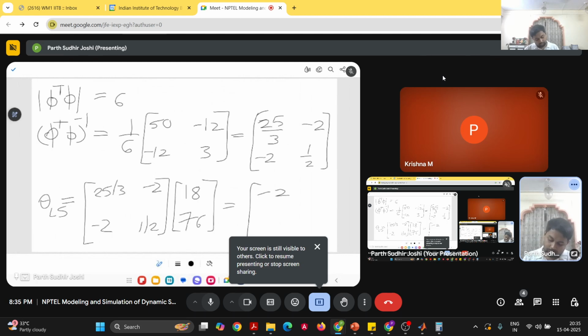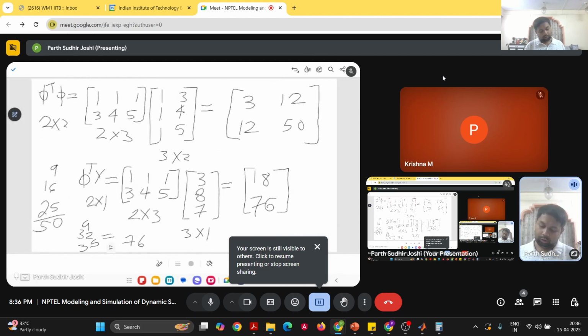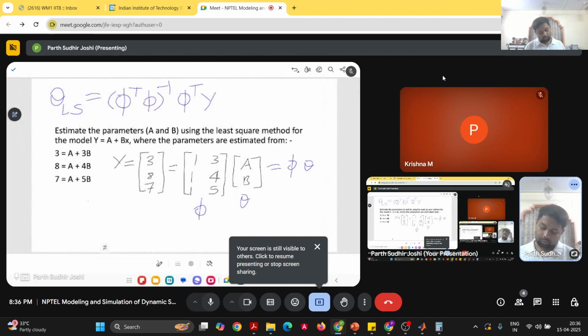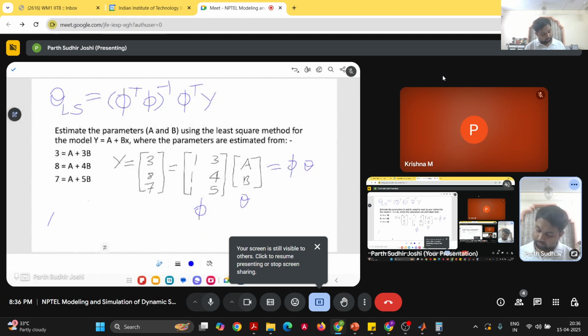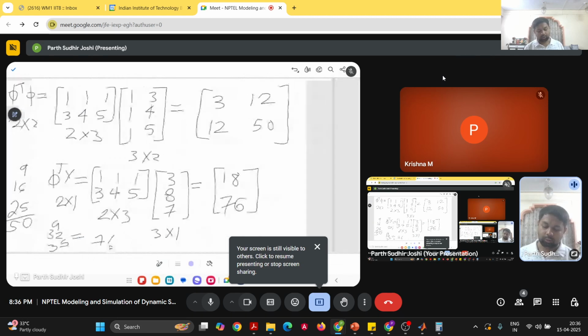So the least square parameter estimate is minus 2 comma 2. So basically A is equal to minus 2, and B is equal to 2. So this is our least square estimate of these parameters.